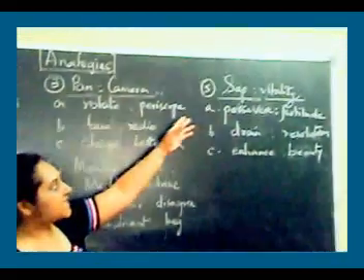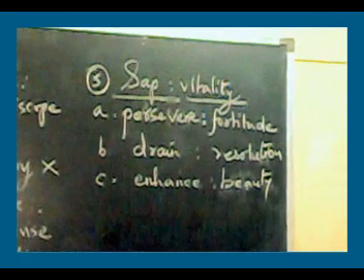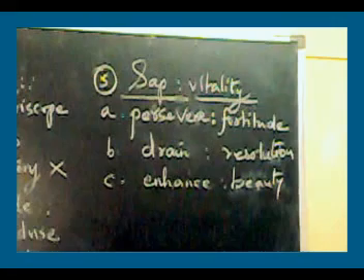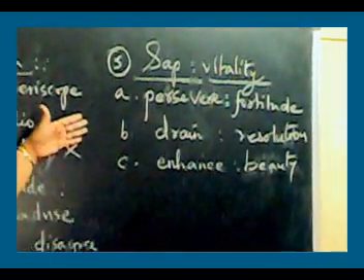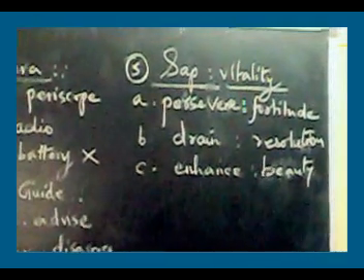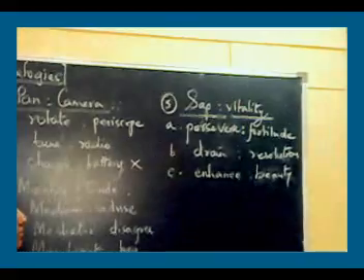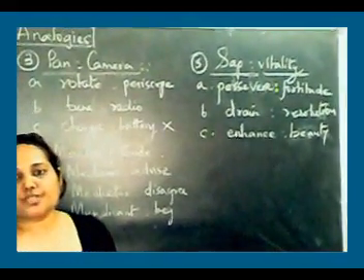Look at this example, sap is to vitality. Which part of speech is sapping? Is doing some work, that is weakening. It obviously is a verb, and vitality is a noun. Now look at the answer options. They are all verb-noun combinations. What should you do then? Which is the answer? Persevere is to fortitude, drain is to resolution, enhance is to beauty.